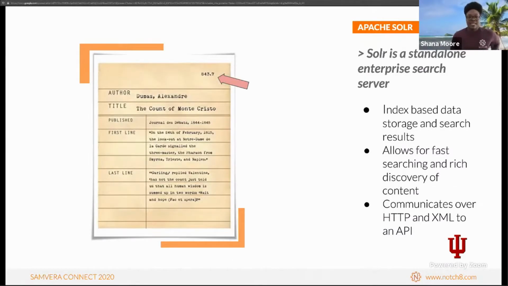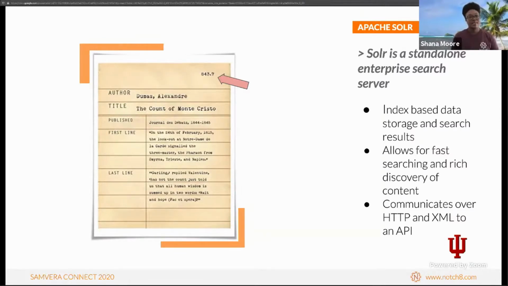Solr is an index-based data storage used to power the search functionality of our Samvera applications. It's quick because it allows for indexing records by ID, as well as by other metadata like author, which means a record can be linked to multiple pointers and referenced in many different ways.